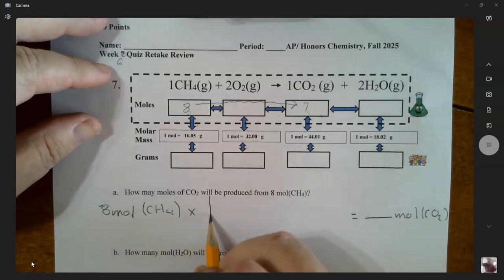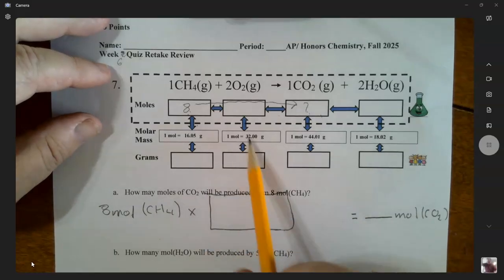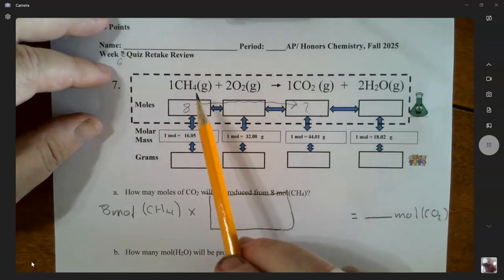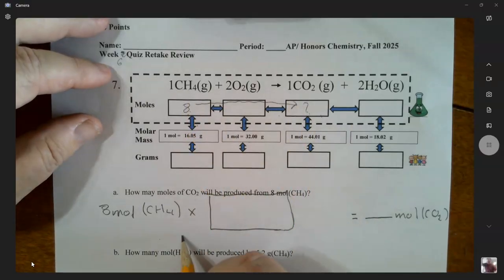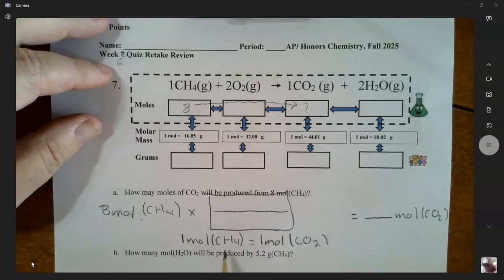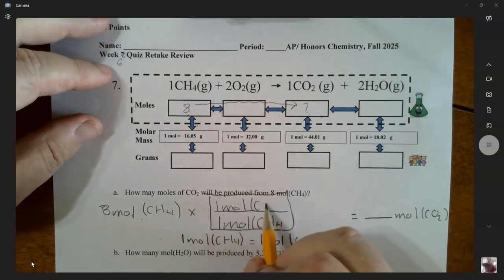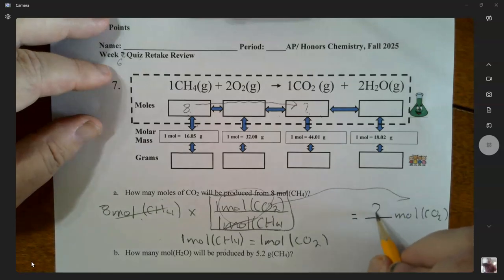One arrow, one box. And you got to write the equivalency. That's required. It's not optional. It's 1 mole CH4 equals 1 mole CO2. So you write that down below. Mole CH4 on the bottom. Mole CH4 cancels and cancels. Last man standing is moles of CO2. 8 times 1 divided by 1 is 8.